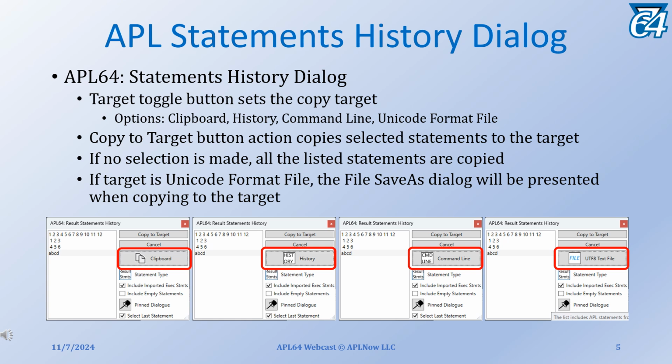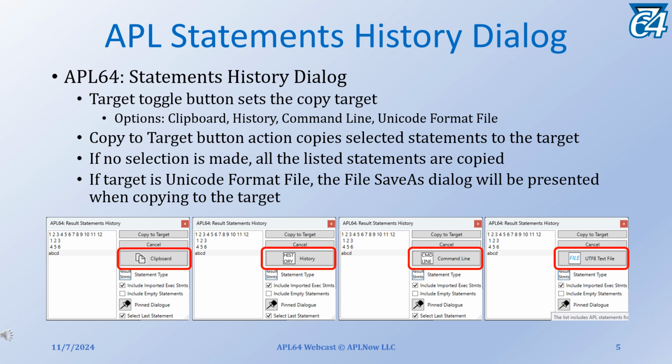Selected statements from the APL Statements History dialog list will be copied to the selected copy target. Click the Copy Target toggle button to select the copy target with these options: Windows Clipboard, History pane of the current APL 64 developer version instance, Command line of the current APL 64 developer version instance, and a user-specified UTF-8 format text file. The toggle button image will change, indicating the user-selected copy target.